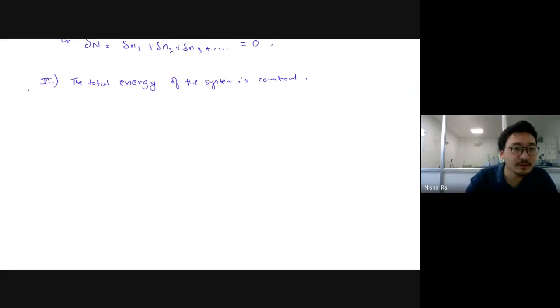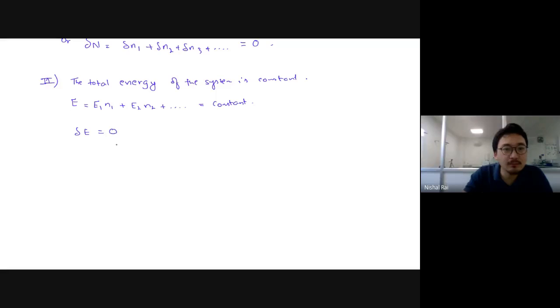Now what does this mean? Energy E is given by what? E1 into N1, if you all remember, plus E2 into N2, and so on and so forth, which is constant here. Now again, if you take a derivative of this E, then how much do you get? You'll get 0. Is that fine?